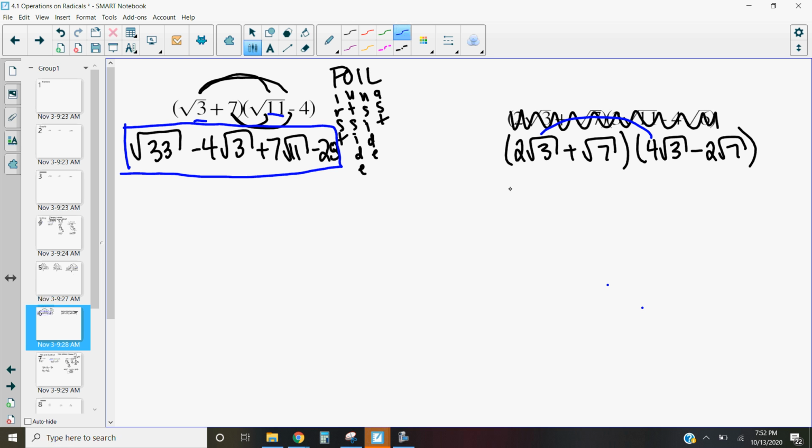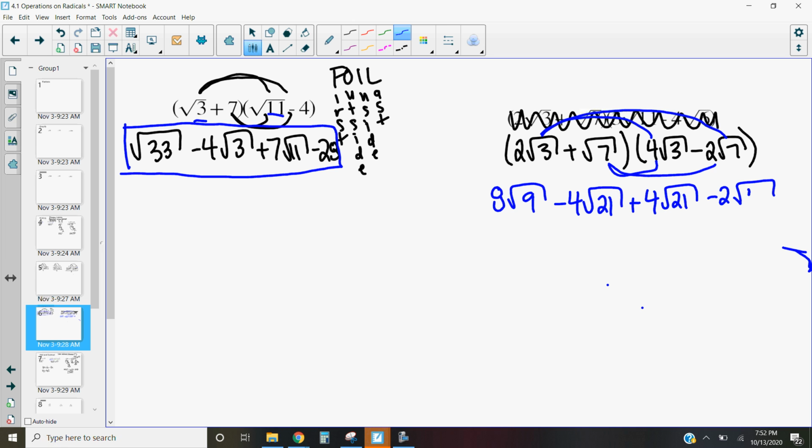I multiply these two and I get 8 root 9. I multiply these two and I get minus 4 times the square root of 21. We multiply these two and we get plus 4 times the square root of 21. And then we end up getting right here, negative 2 root 7 times root 7 is negative 2 times the square root of 49.